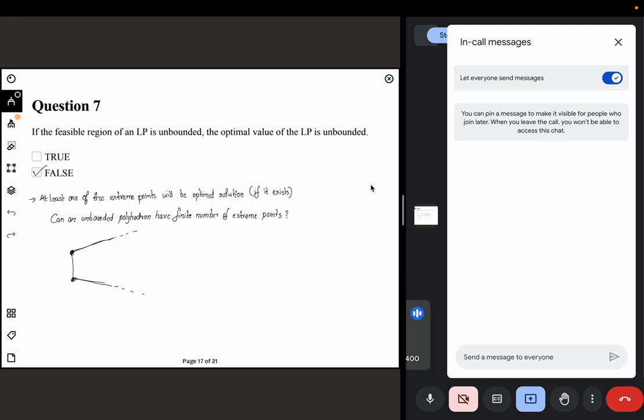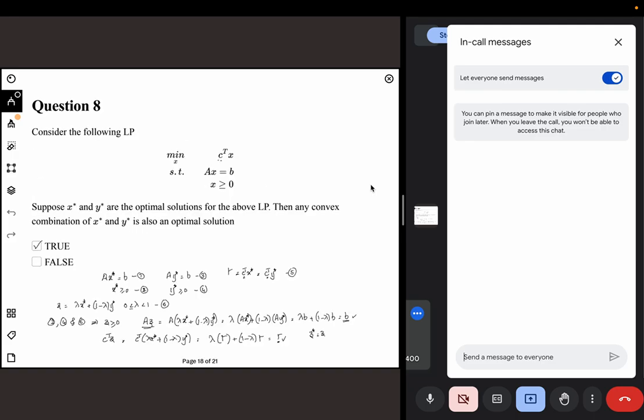And then we also understood that even when my feasible region itself is unbounded, you can still have a bounded optimal value, like a finite optimal value. That can also happen, and we have seen an example for that. And then we discussed that if you have more than one optimal solution, then any convex combination of those optimal solutions will also be an optimal solution.